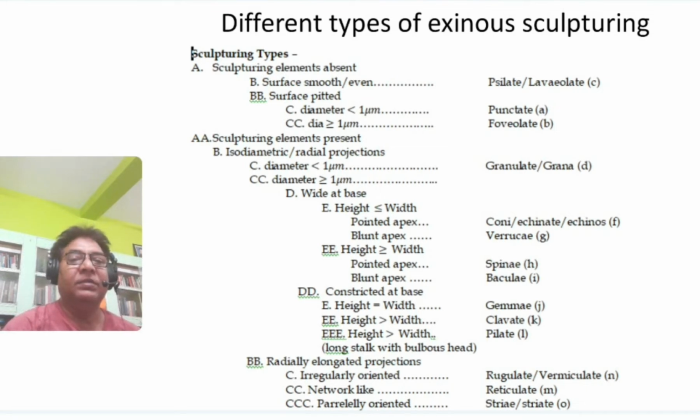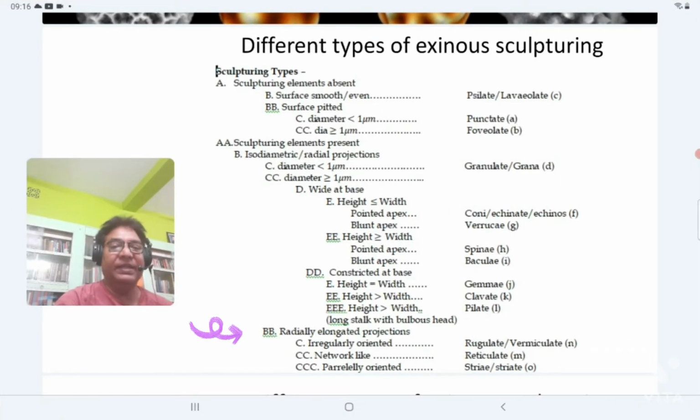One is the elements, these are projections outside the tectum. So that's why Artman is saying that sculptural elements present. However, depressions are also one type of sculptures, but he has mentioned it as absent, since it is not exposed, not projected outside. So here there may be two categories. Sculptural elements could be, in their basal outline, isodiametric, or you can say radial, and the projections could be elongated type.